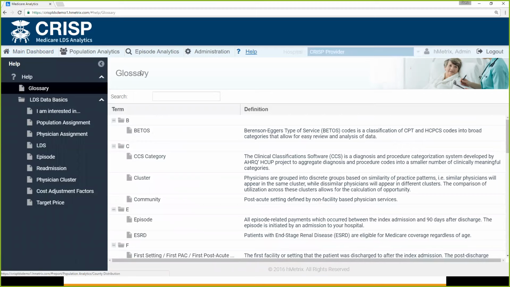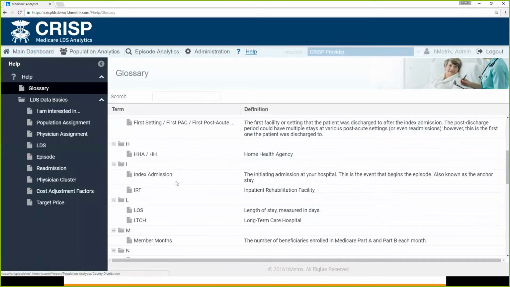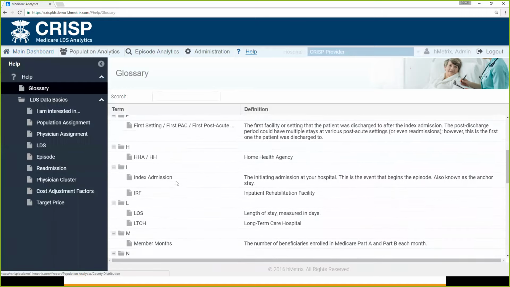What's showing here is a glossary of terms, because we realize not everybody, especially with all the acronyms in the healthcare world, you can get lost a little bit. So for instance, if you don't know what a CCS is, we have it listed right here, along with a number of other important terms within the tool itself.